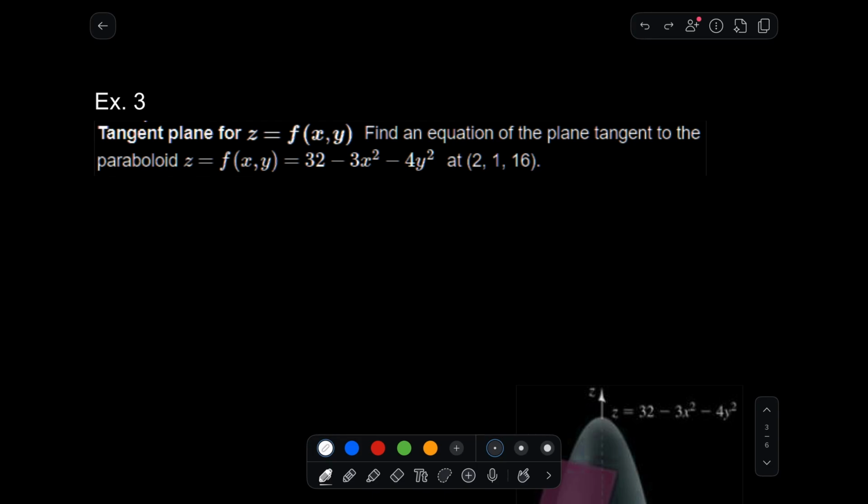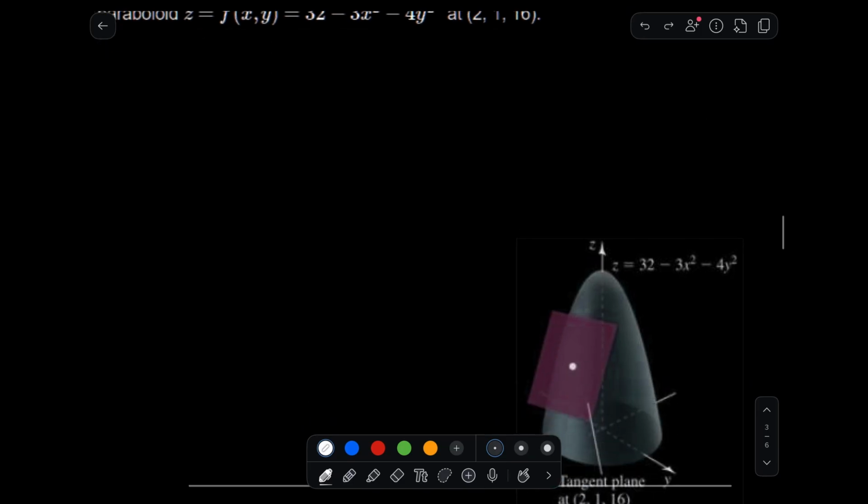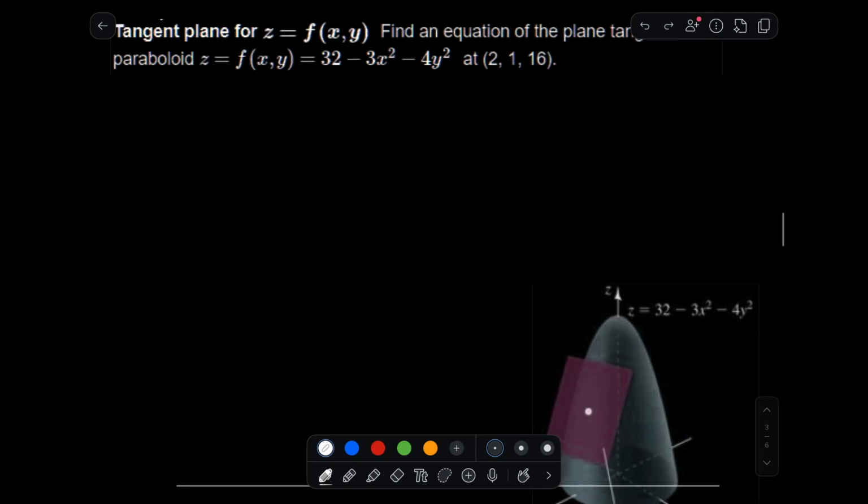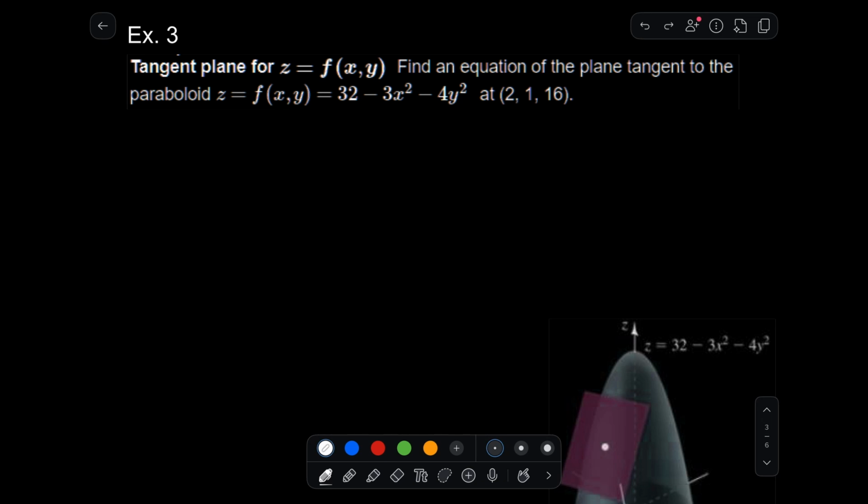Let's get right into it, because ultimately we want to use our implicit definition, because it's going to save us time and make the problem solving a lot easier. So we have a tangent plane of this paraboloid right here, and we actually have the graph, but I'll still show it to you on Desmos because I think it's an interesting exercise to look at the 2D to 3D conversions of tangent lines to tangent planes. So we have a tangent plane for z equals f(x, y). We want to find the plane tangent to the paraboloid at this point in space.